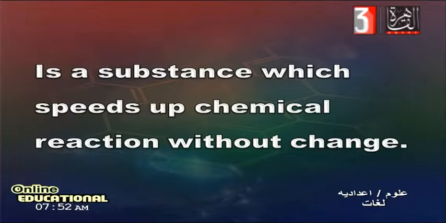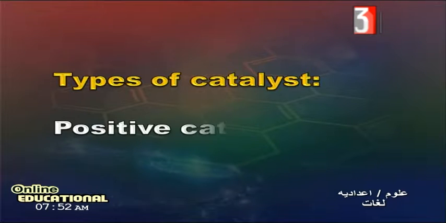What is meant by catalyst? A catalyst is a substance which speeds up a chemical reaction without a change. Again, a catalyst is a substance which speeds up a chemical reaction without a change. There are two types of catalyst.